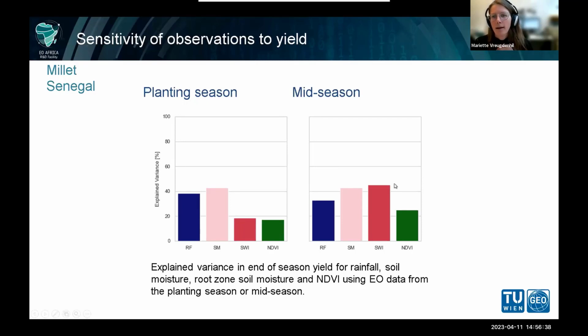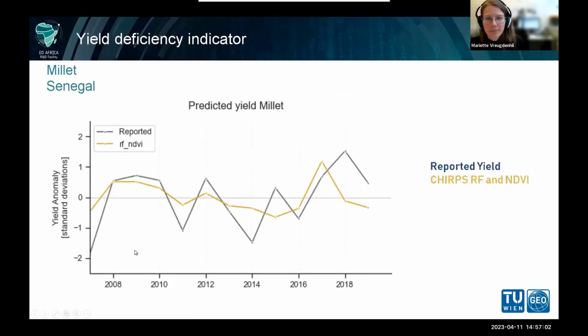If we looked mid-season, so August, September, we could see that rainfall was less important for predicting yield variability, but that soil moisture, soil water index were very important for predicting yield variability. So predicting basically deficiencies in yield, and that the NDVI was still the lowest to predict any yields for millet in Senegal.